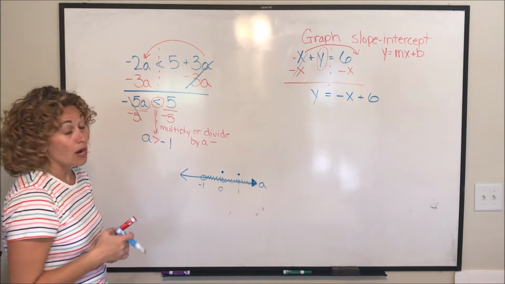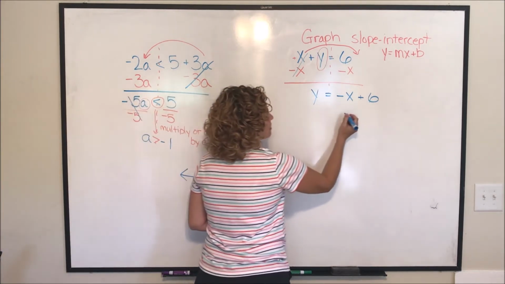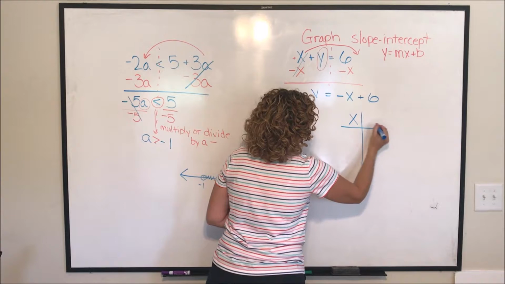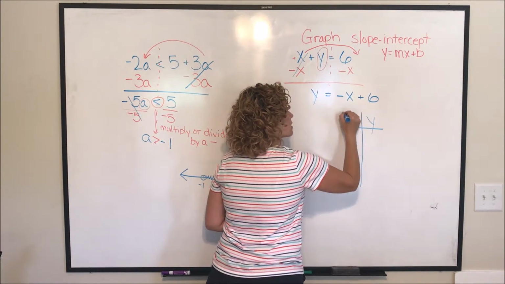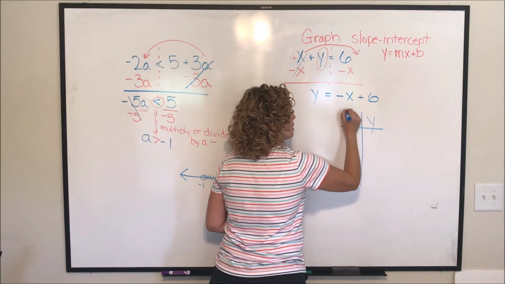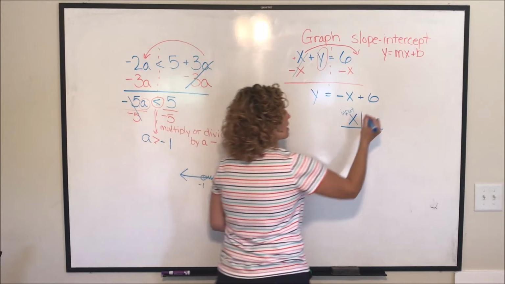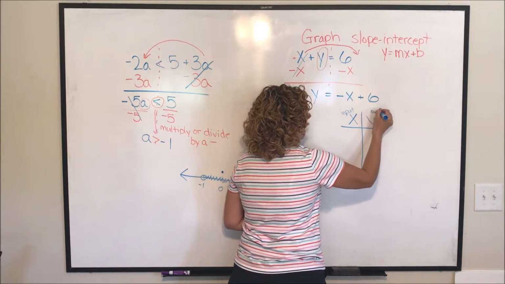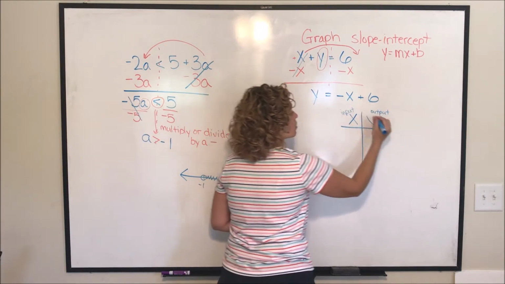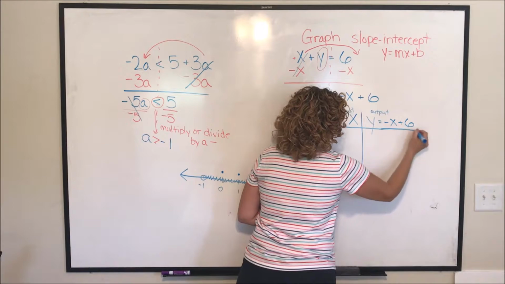All right, so now we've solved the equation, but now we have to graph this. To graph this, what we're going to do right now is make a table. Your x is your input. It's what you put in. You get to choose the x. When you choose the x, you're going to get an answer or an output. That answer comes from this equation, negative x plus 6.